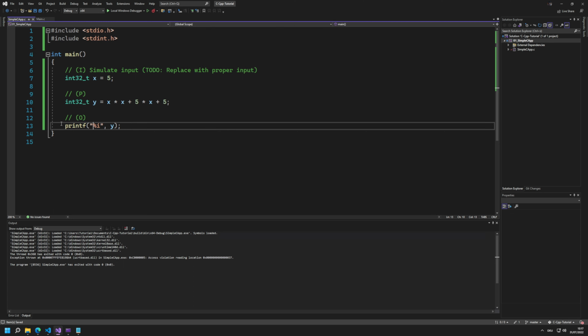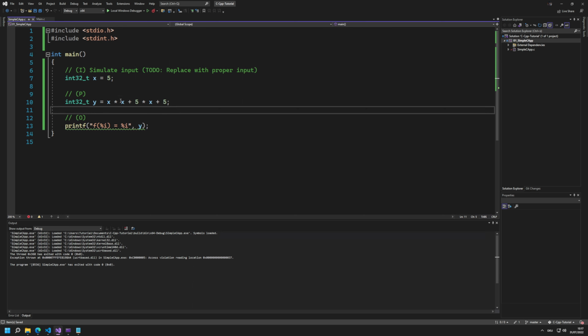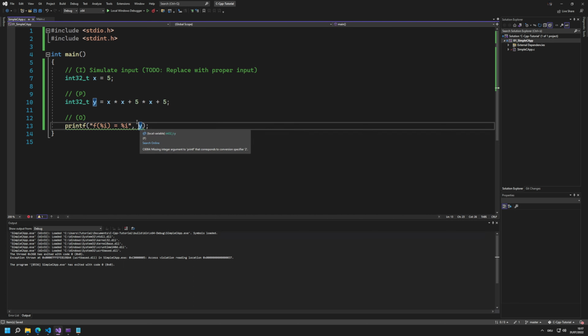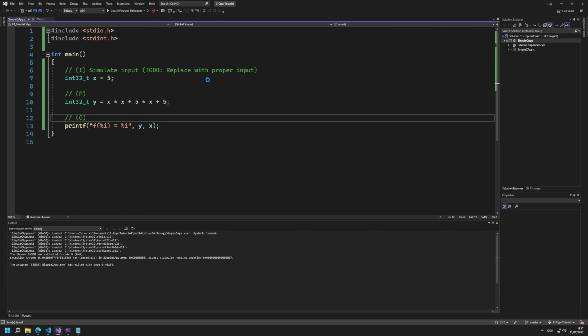Now to make this a bit more interesting, we could say f from x equals y. Now x is also a dynamic value that we are going to input later on. Currently we are simulating this. So we want to also put a percentage i in here to have this as a magic value. Now you can already see that you get these green underlines, and as you can see, Microsoft is currently detecting that we used the special character 2 times, but we are only supplying one variable down here, which doesn't work. So we also need to supply x in here to make this work.